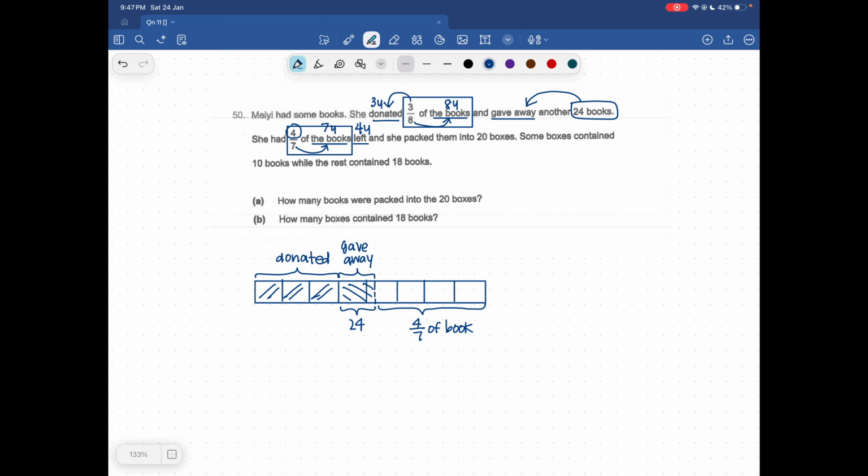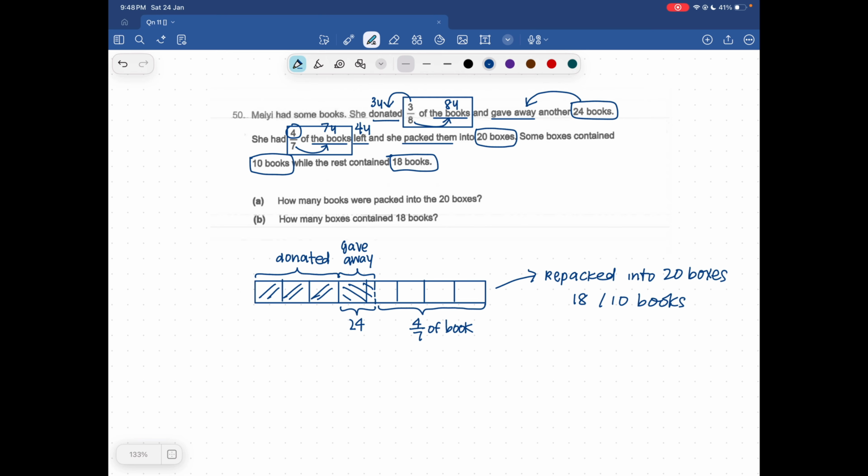And she packed the remaining parts into 20 boxes. I'm not going to complicate the model any further, but I'm just going to write the information at the side. Repacked into 20 boxes. Some boxes contain 10 books, while others contain 18 books. So it can be 18 or 10 books. And we don't know how many boxes have 10 books or how many boxes have 18 books.